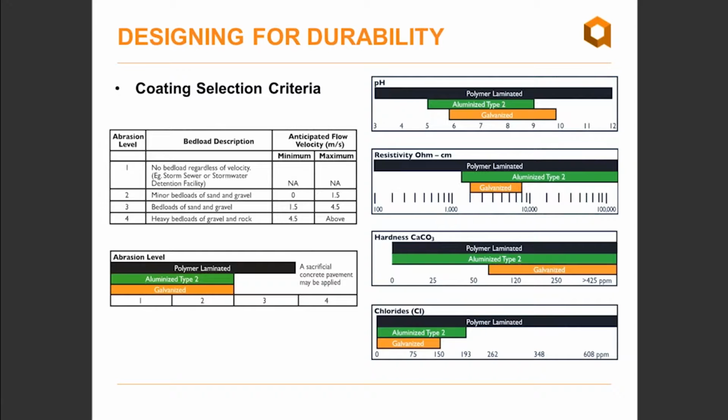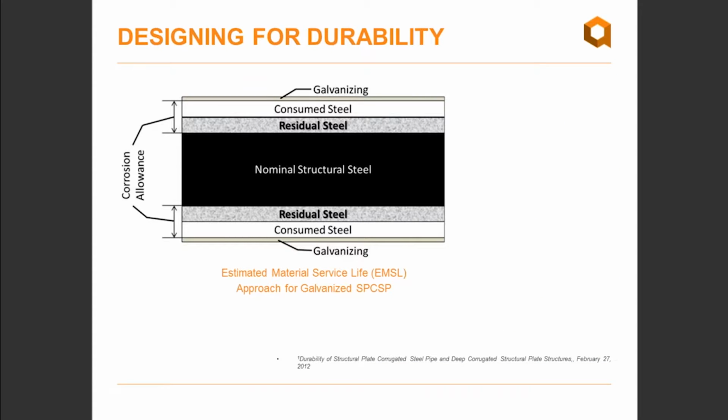So in each of these charts, you can see that the polymer coating really provides the best option in terms of addressing difficult chemistry considerations as well as high abrasion within the water course. And then we have aluminum or aluminized steel as well, addresses those fairly well, and galvanized steel definitely has far more limited applications. So in terms of actually designing in terms of service life, this diagram outlines really the typical approach that we take for estimating the material service life of any structural plate product.